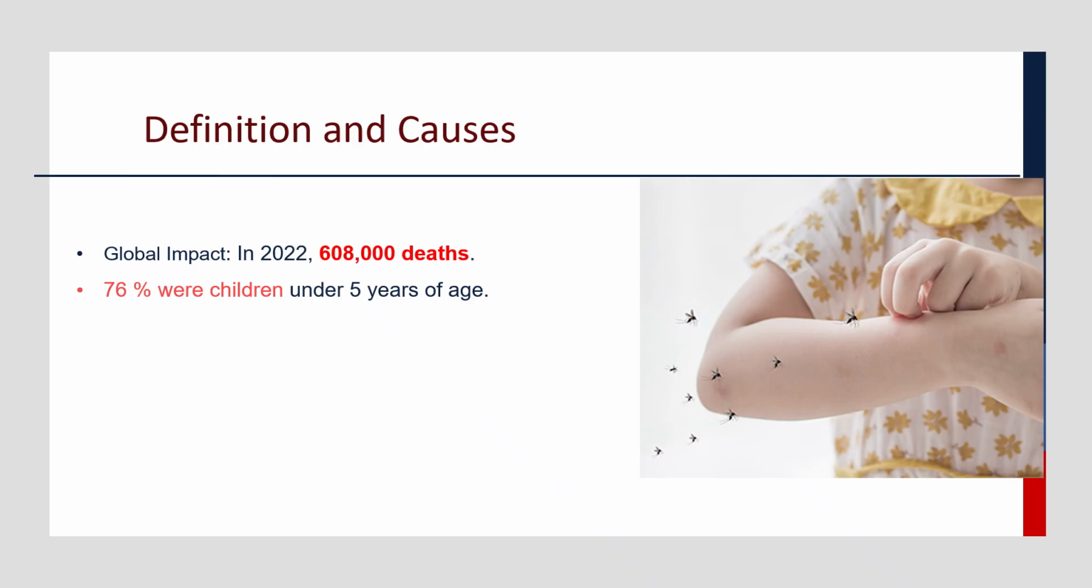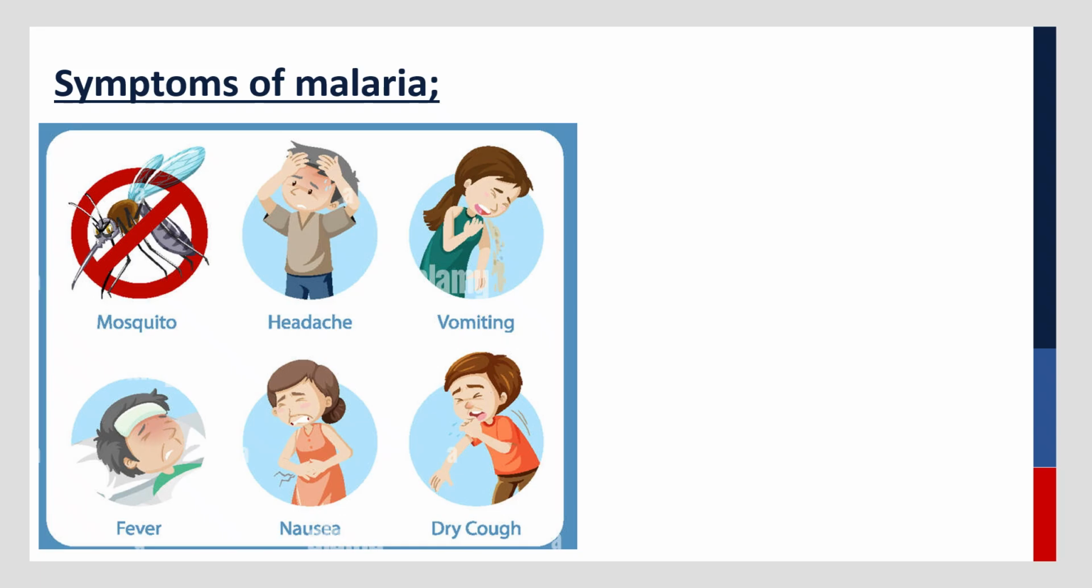So this is the most serious thing about malaria: 608,000 deaths have occurred in 2022 due to malaria, and sadly 76% of them were children under 5 years of age. The symptoms of malaria are headache, vomiting, there could be dry cough, there's nausea, and there's high-grade fever.